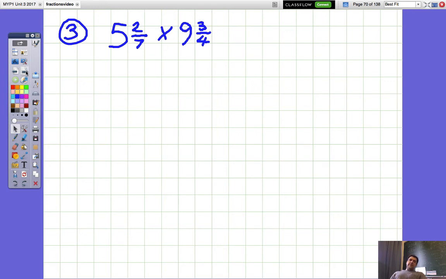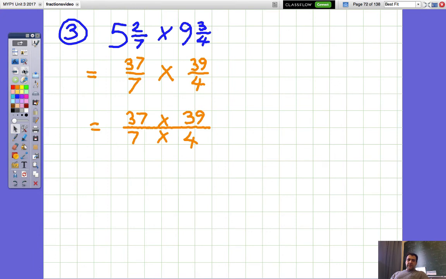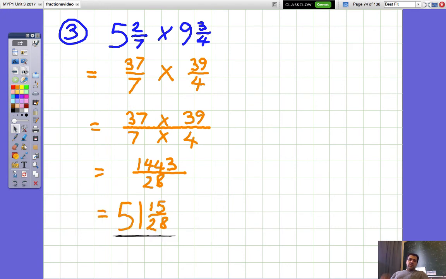Number 3, 5 and 2/7 times 9 and 3/4. So 5 times 7 makes 35, plus the extra 2 makes 37. So that's 37 over 7 as a top heavy. 9 times 4 makes 36, plus the extra 3 makes 39. So that's 39 over 4 as a top heavy. Top times top, bottom times bottom gives us 1,443 over 28, which is 51 and 15/28.